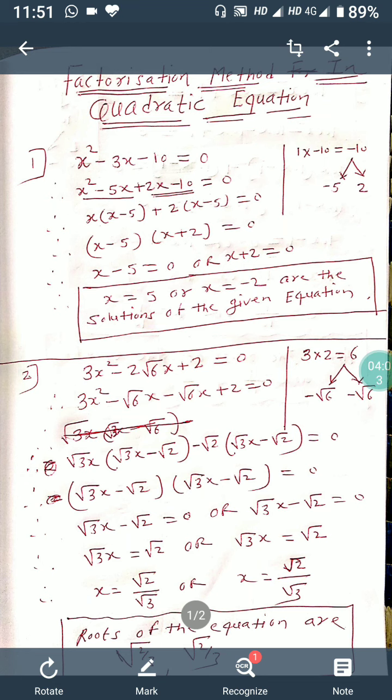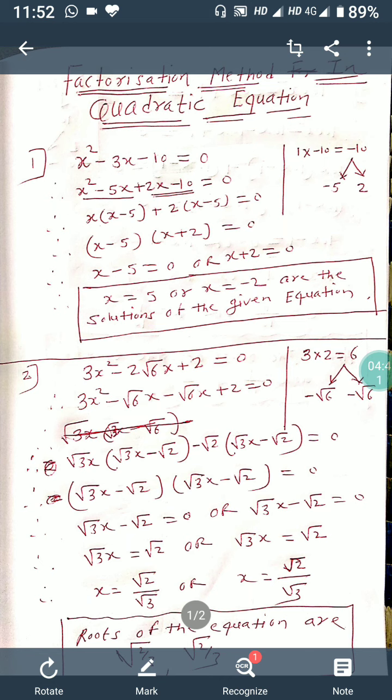So you can write (x minus 5)(x plus 2) is equal to 0. In between there is no sign, it means you have to consider that sign as multiply. And then you can write x minus 5 is equal to 0 or x plus 2 is equal to 0. That is the rule. If you solve x minus 5 is equal to 0, you will get x is equal to 5. And x plus 2 is equal to 0 gives x is equal to minus 2. These are the solutions of the given equation. In this way you have to solve the quadratic equation.